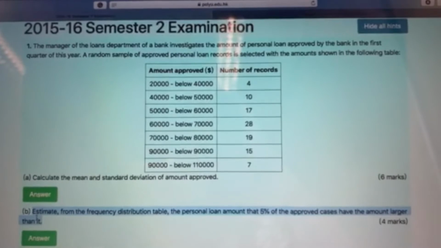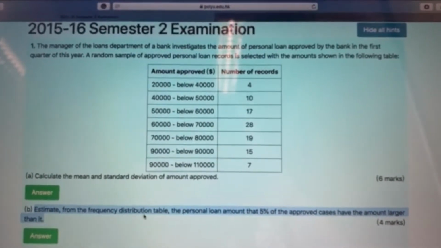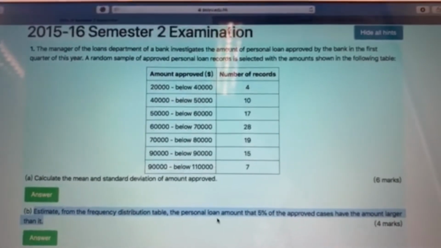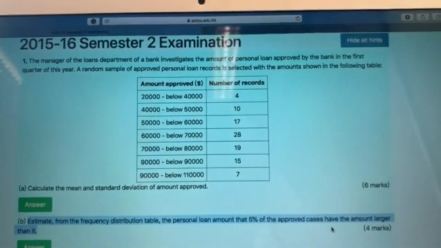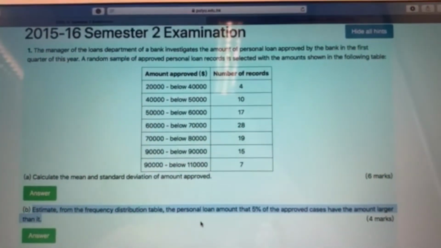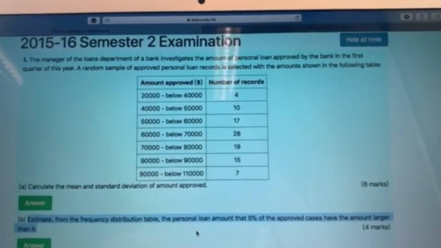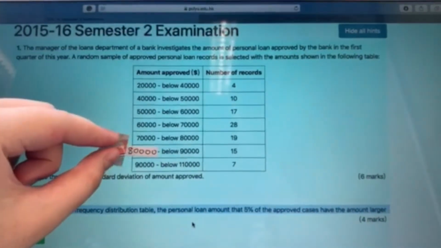Let's read the problem first. Estimate from the frequency distribution table the personal loan amount that 5% of the approved cases have an amount larger than it. It's easy for you to find a mistake in the table. Look, it should be 80,000 here.